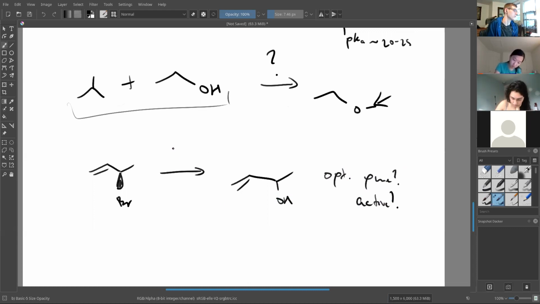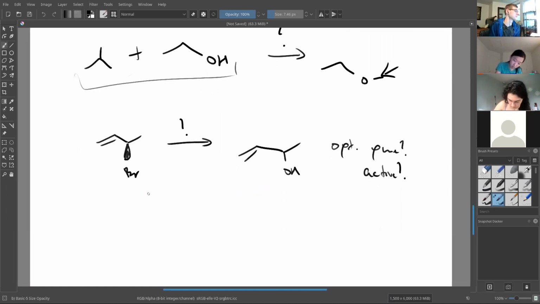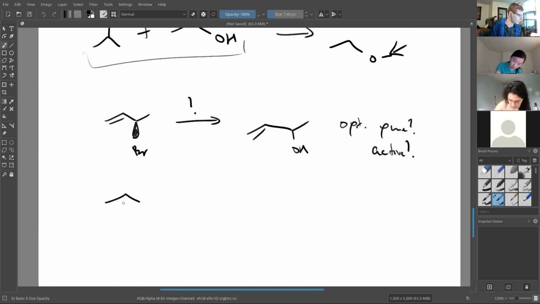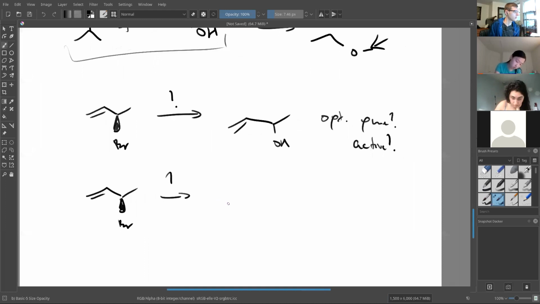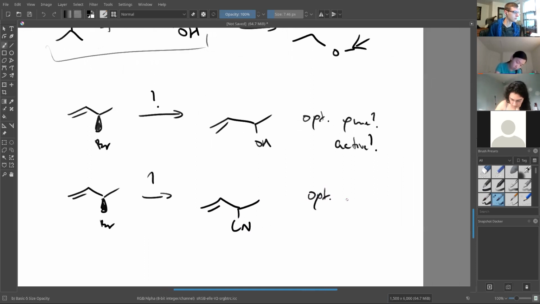There we go. How do you get from this allylic bromide to this allylic alcohol? Okay. And is it optically pure? Is it optically active? Right. And then just one more. Is it optically pure, chiral, active, whatever you want to say.